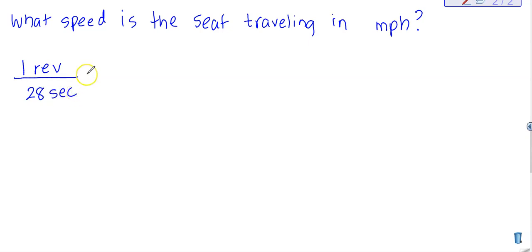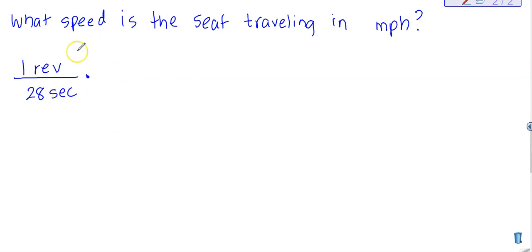And, oh yeah, but it's not very big, maybe? Or maybe it is. It's super fast. Maybe it's flinging people everywhere. I just found this problem online and thought it was a good one. So we'll just go with it. That's a daredevil Ferris wheel.